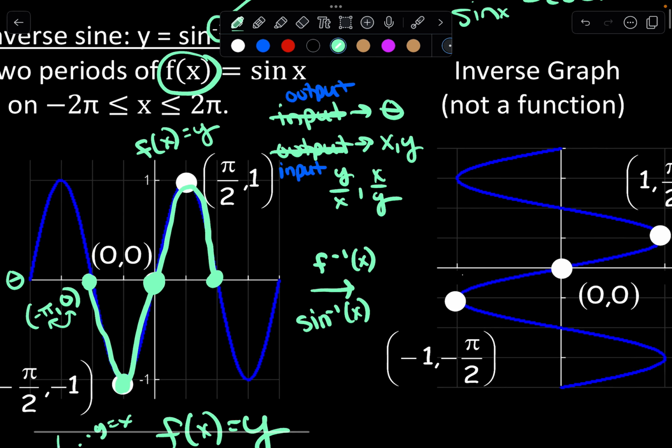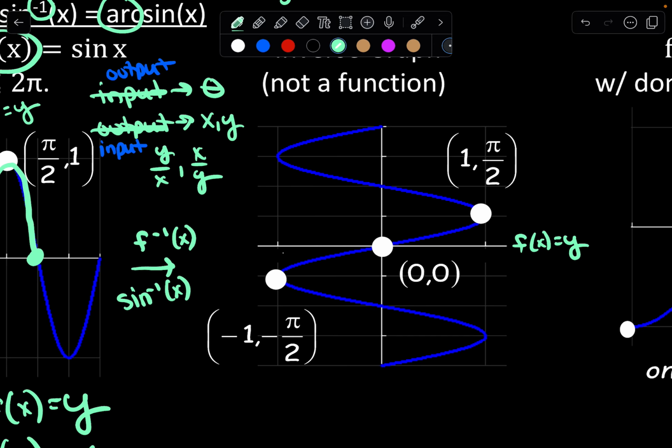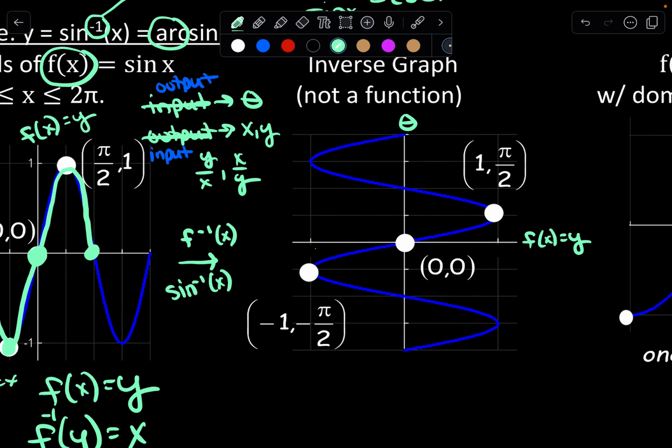When we go to the inverse, the horizontal axis is now f of x, which is our y values, and then the vertical axis will be theta. Okay, so everything flips from your inputs to your outputs, the axes, and then also domain and range, but we'll talk about that in a second.